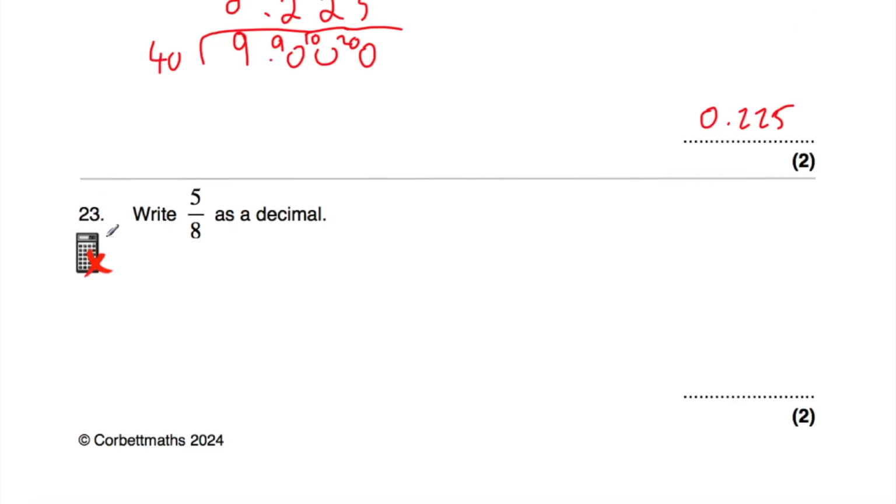Okay, next, question number 23. Question number 23 says to write 5/8 as a decimal. So we want to change this fraction to a decimal. So we want to divide the numerator by the denominator. I'm going to put 5 and then a decimal point and some zeros, then a line over the top, and then our 8.